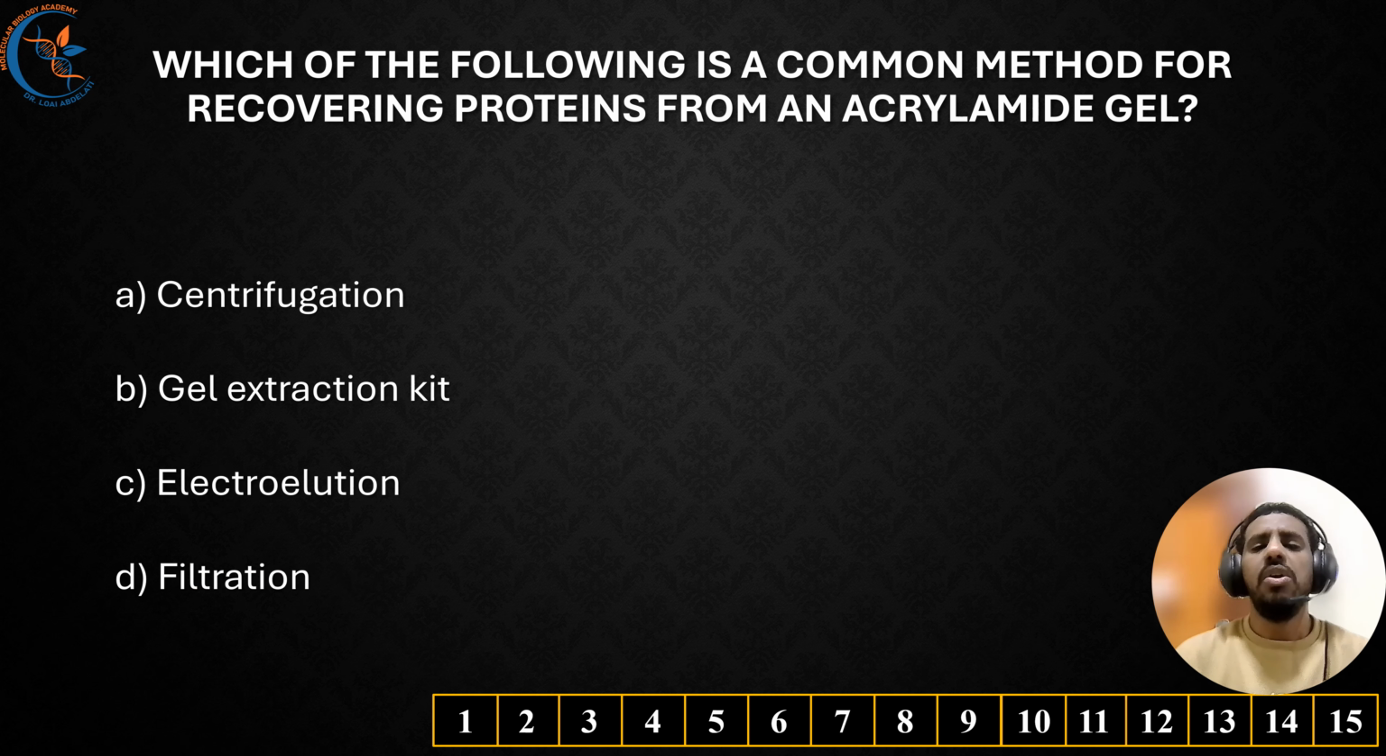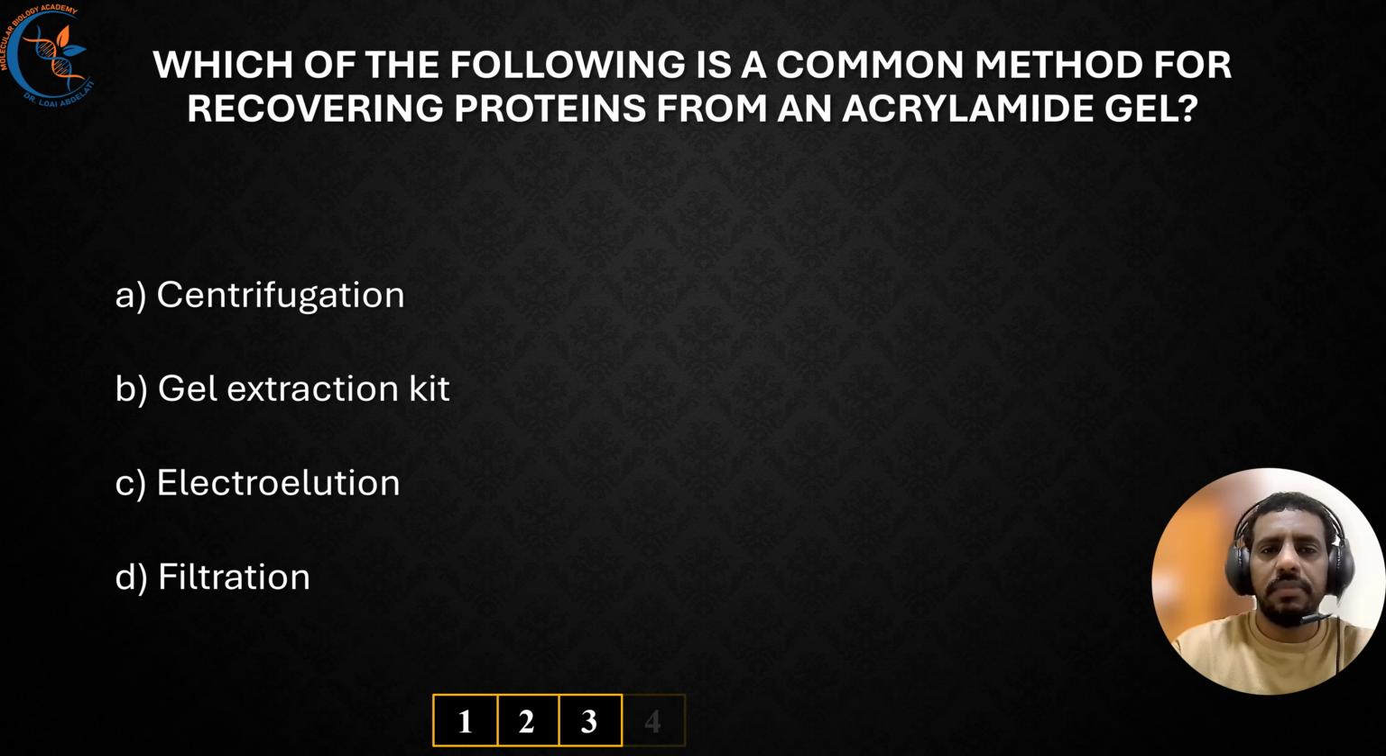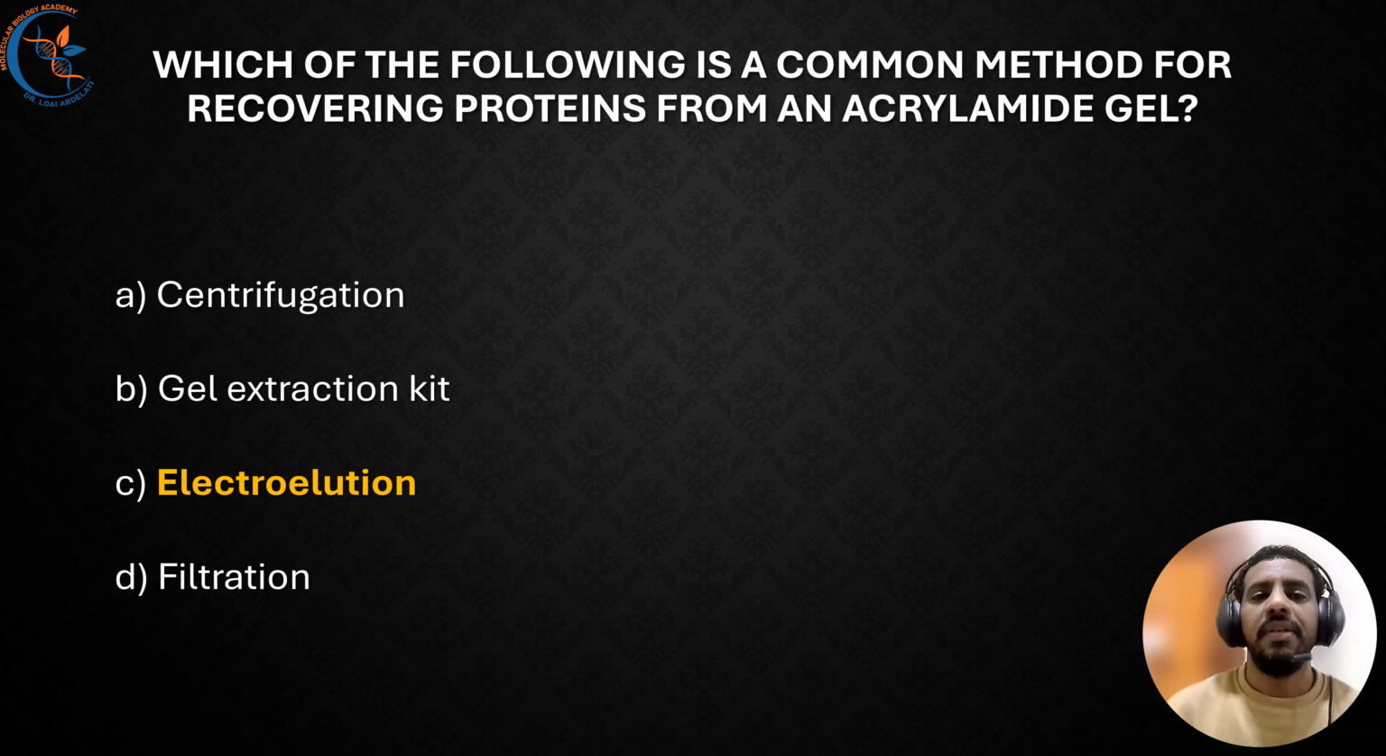All right, the question here. Which of the following is the common method for recovering proteins from the acrylamide gel? The correct answer is electroelution. Actually, electroelution is the common method for recovering and purifying protein from acrylamide gels.